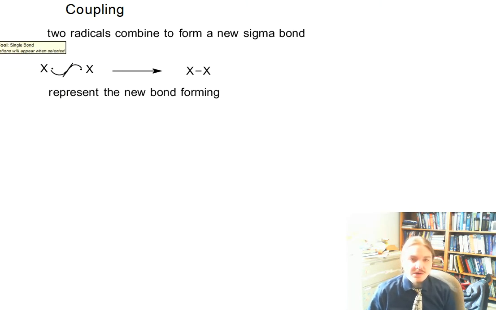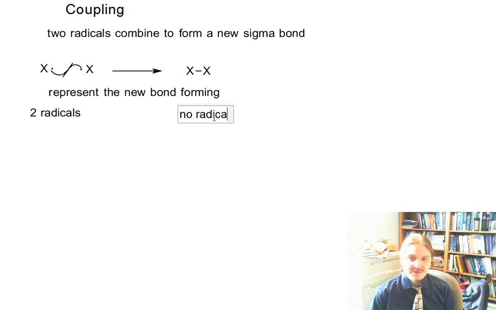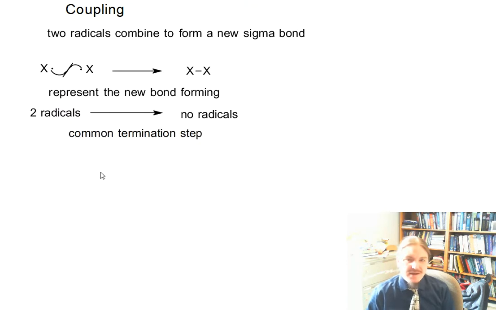Before I do that, two radicals, and we're going from two radicals to no radicals. I want to make it clear that this is a radical mechanism step that takes two radicals and you have no radicals, so no unpaired electrons, on the other side. This makes coupling a common termination step.